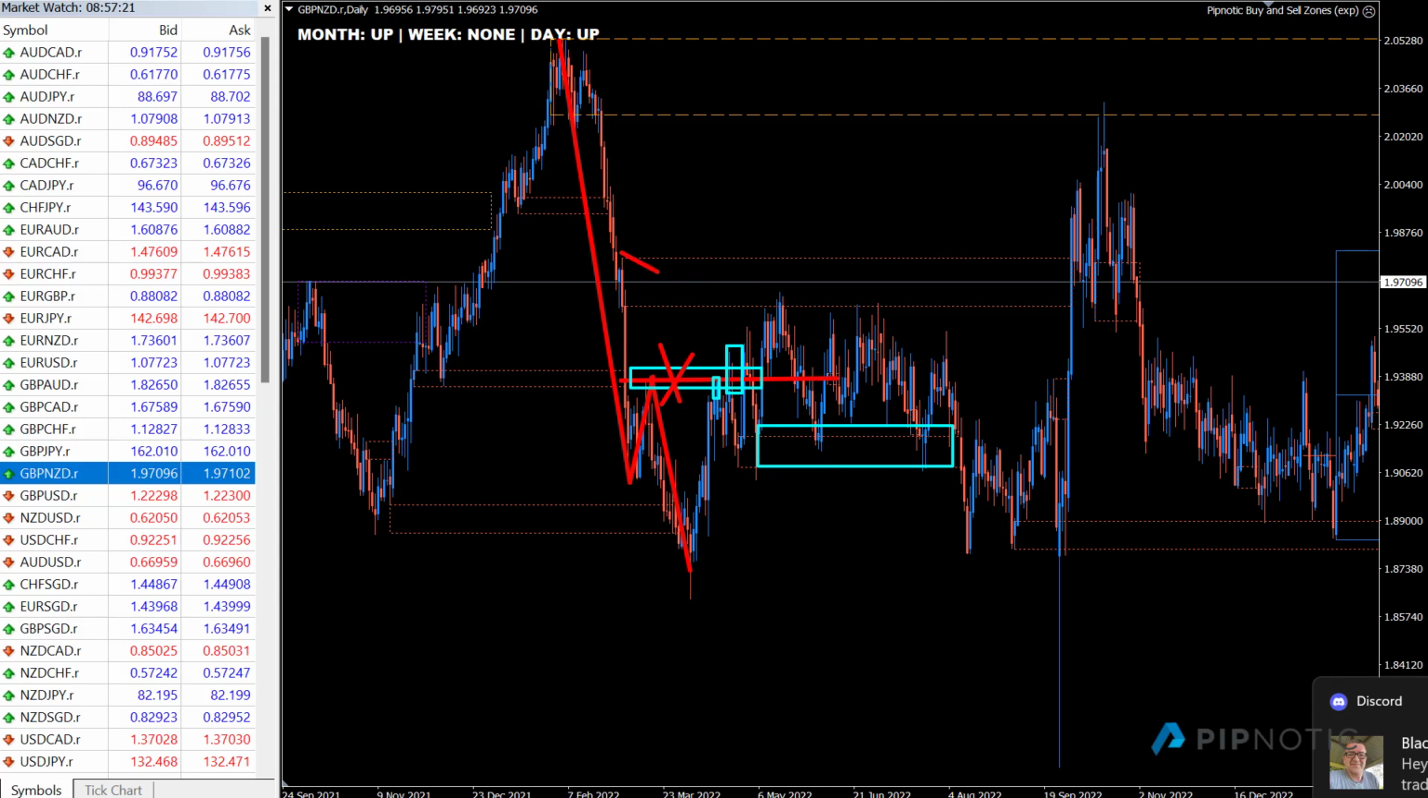Oops, wrong tool. We have this area just here that was tested. Price moved to the opposing side, and so now price is just trading nicely between these two. And all of a sudden one of them is going to fail. So where did price go to? Well, it failed from here.